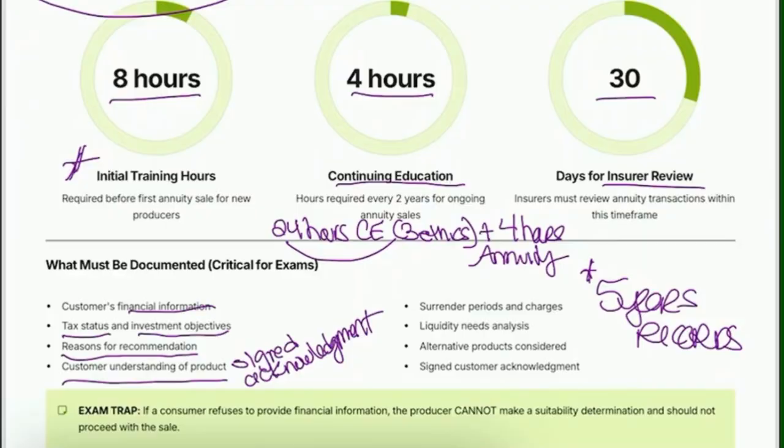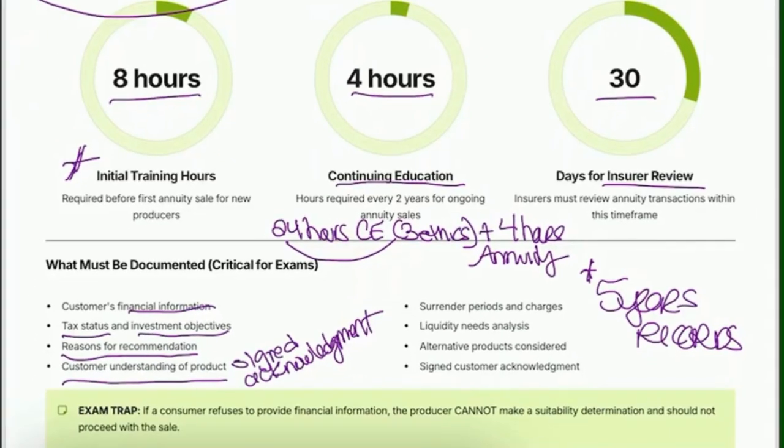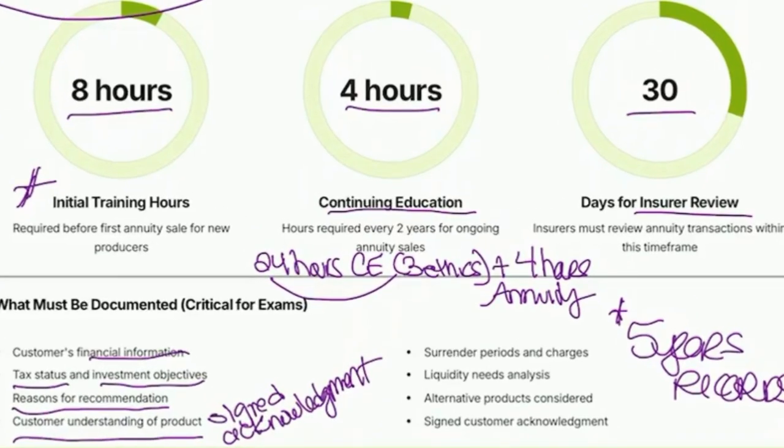Liquidity needs analysis. Liquidity is just kind of cash, right? So in that scenario I used where they're going to need that money within 2 years to send their son to college, that needs to be liquid. If it is tied up with a bunch of surrender charges and things like that, it wouldn't work for them. If there were any alternative products considered, that needs to be documented, and you must have that signed customer acknowledgement.